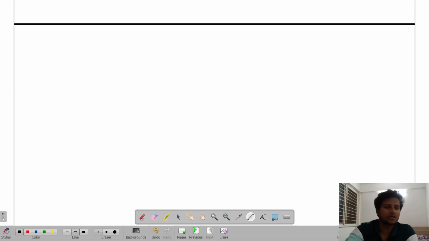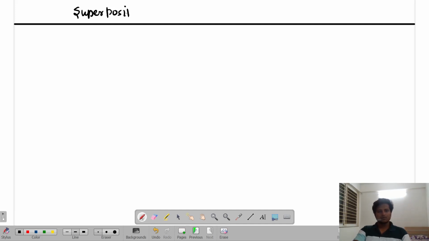तो अपन क्या सीख रहे थे अभी? सुपरपोजिशन, isn't it? We were learning superposition. सुपरपोजिशन ऑफ SHM and waves. ठीक है? Means we are going to do both of these topics in one go, the particular superposition case.